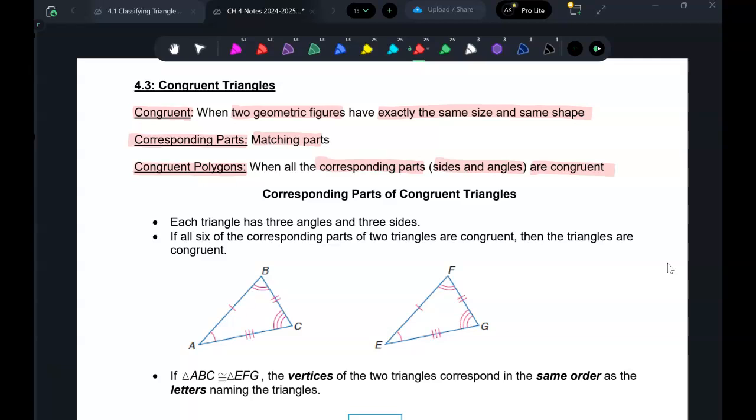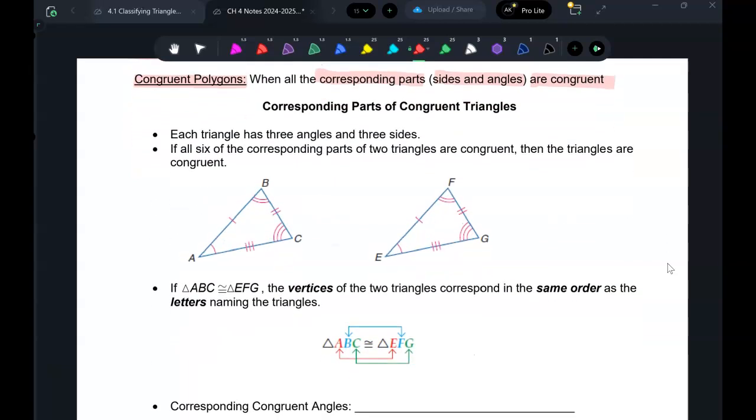So we want to look at corresponding parts of triangles and also other polygons. If all the corresponding parts are congruent, then the polygons are going to be congruent to each other. Okay, so here's an example where we have triangle ABC is congruent to EFG.